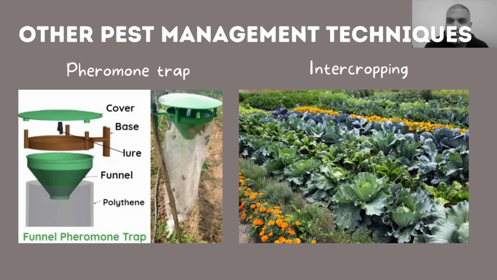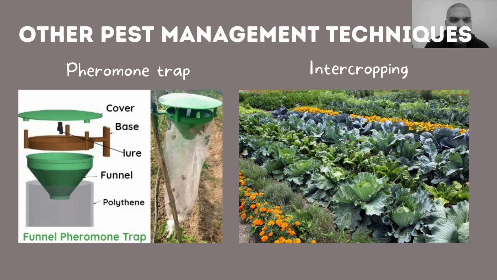We don't have to use insecticides. We can use certain other methods. Here we can see two methods that are being used. One is called a pheromone trap. Pheromones are chemical substances that insects produce to attract other insects during their mating season. So humans, of course, have used their ingenuity. We place a synthetic, an artificial pheromone inside this trap.